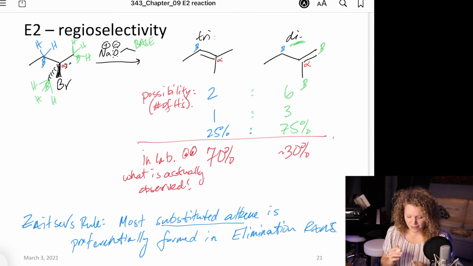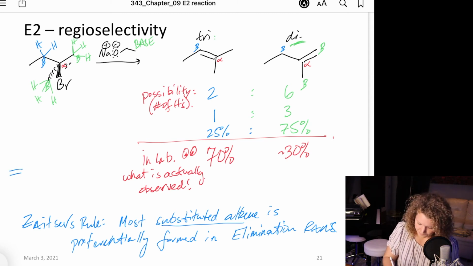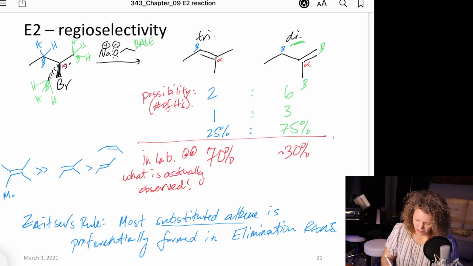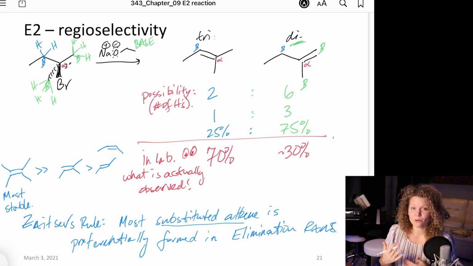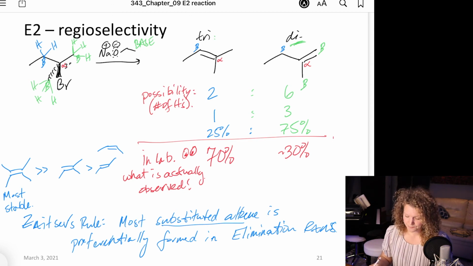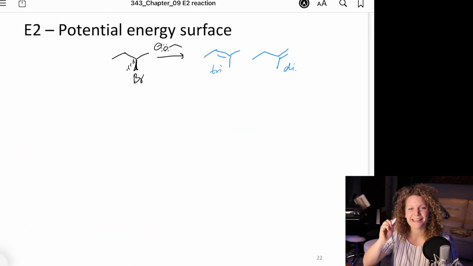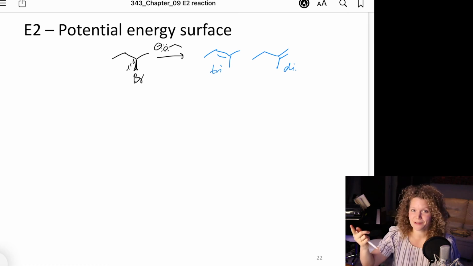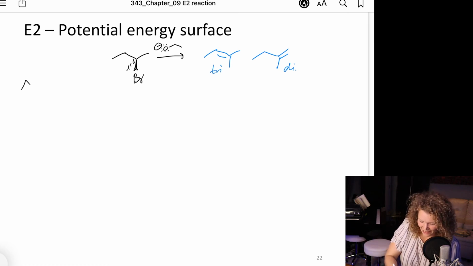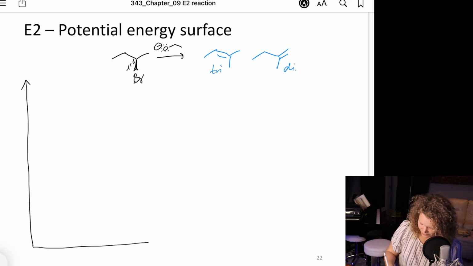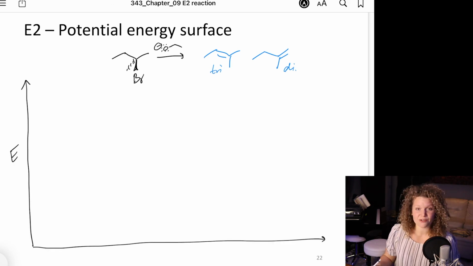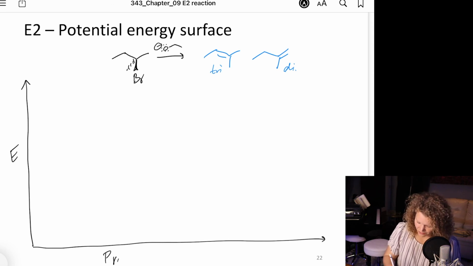Remember when we talked about alkenes, we've talked about how the more substitution, the more stable the alkene is. So a tetrasubstituted alkene is lower in energy and more stable, all right? Let's take that same reaction where we got two different alkenes, and let's look at the energy diagram here, the potential energy surface for this reaction. Energy here is on the left, and then here we have the progress of our reaction.